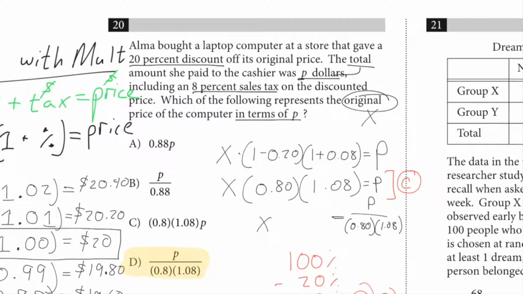There's a lot going on in this problem. You've got a 20% discount, you've got a variable P, total prices P dollars, you've got an 8% sales tax, and they want to know what the original was in terms of P.